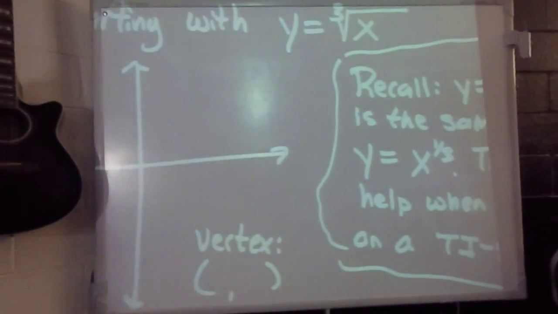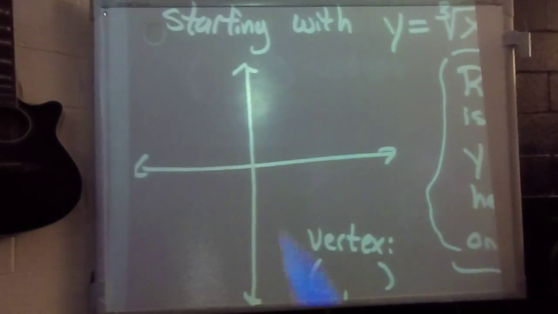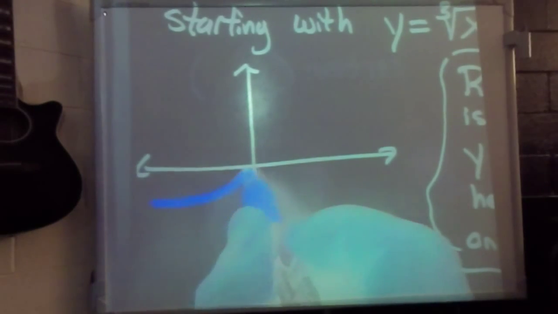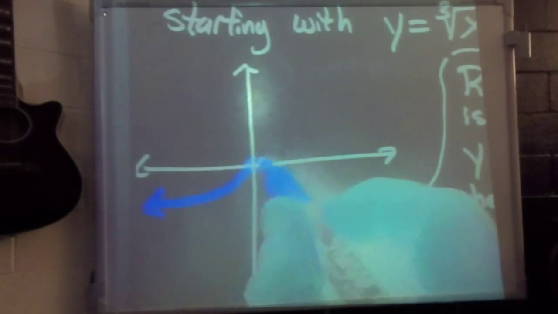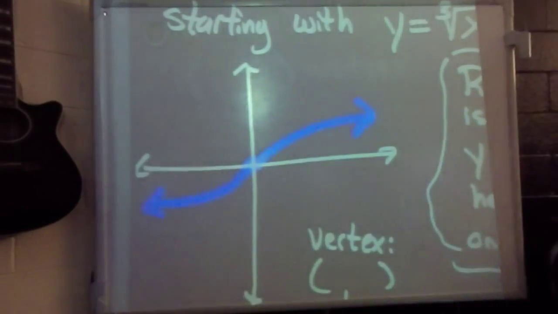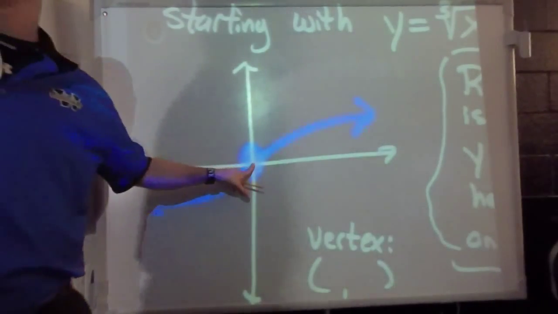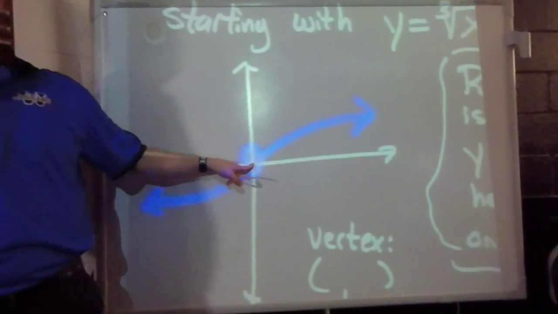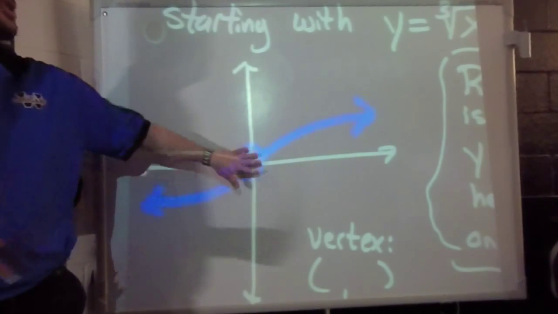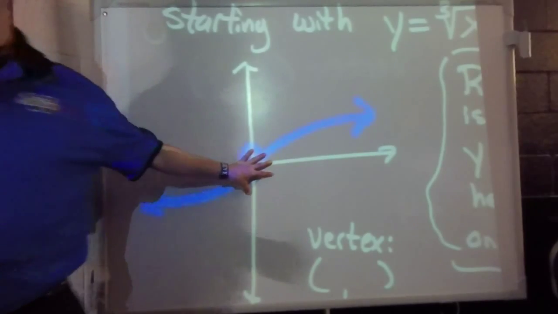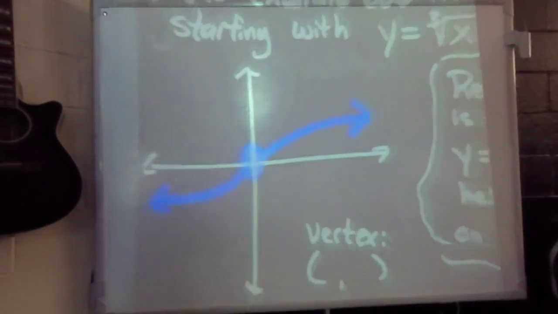So sketch that on there, coming from the third quadrant, and then arc up, and then it's like the dot with the tail going that way. But the vertex of this is going to be the origin. Remember, as we move the shapes up and down and left and right, this is the dot that we move. So 0, 0. It's still at 0, 0.